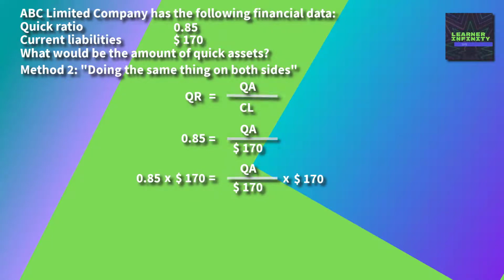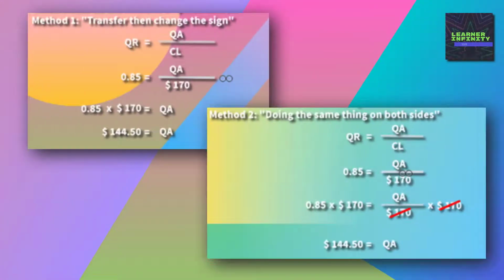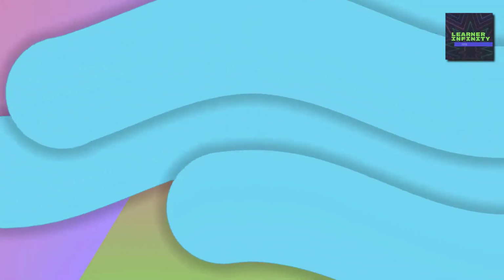The $170 on the right side will be cancelled out, leaving only QA, while on the left side, 0.85 times $170 is $144.50. So we successfully determined the quick assets of $144.50. Take note that the two methods will have the same results. You can use one of them as to your convenience. Let's have the second problem, but this time it's a little bit difficult one.